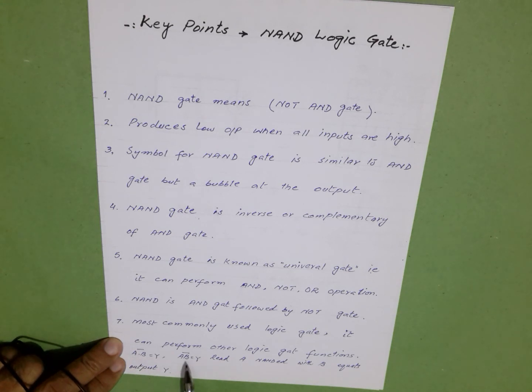This can also be written as, we can omit the dot and we can write A B whole bar is equal to Y. But when we are going to express it, we will read it as A NANDed B equals Y output.